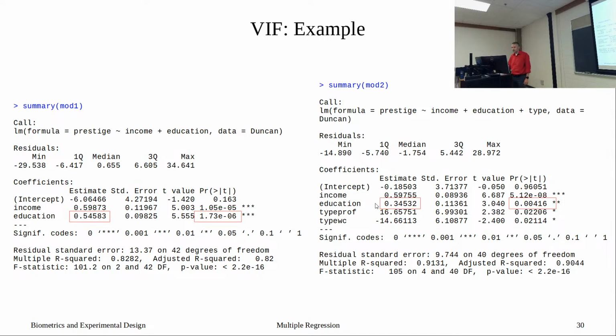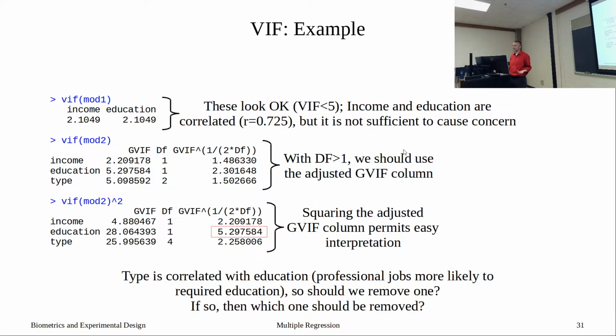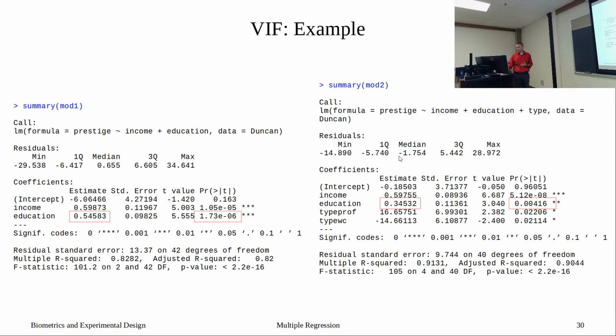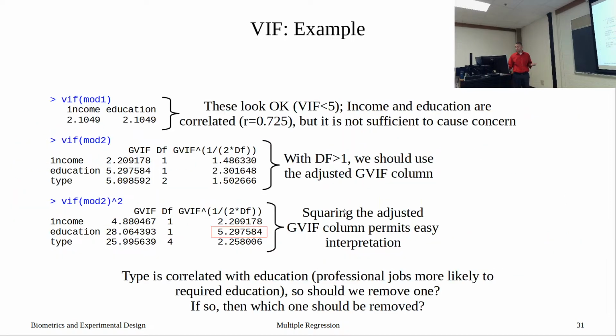So what's going on here? Well, if we assume all of our assumptions are met, all of those first four assumptions, the last one that we need to check is variance inflation. Is there a relationship between income, education, and type that we're maybe missing? So here's how we do the variance inflation. VIF, it's built into the car package. All we have to do is do VIF of our model.